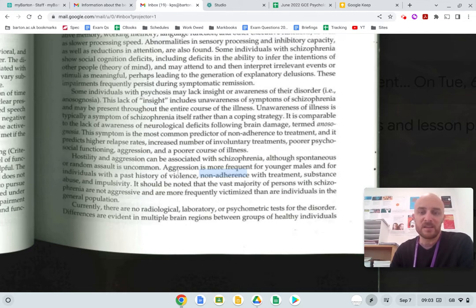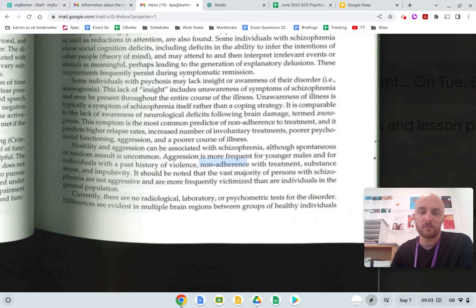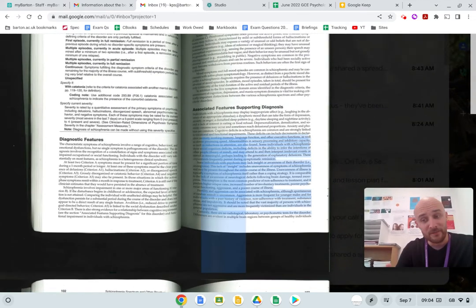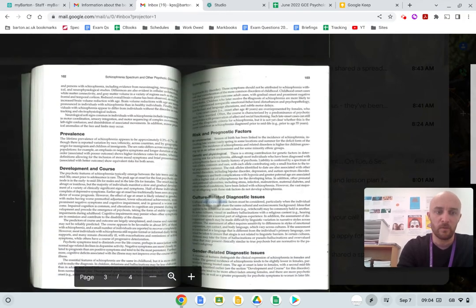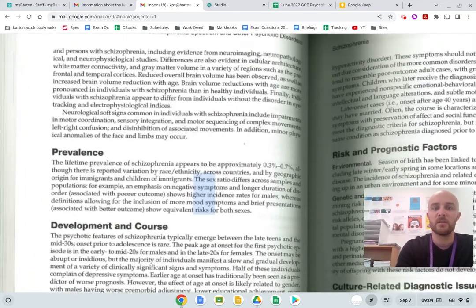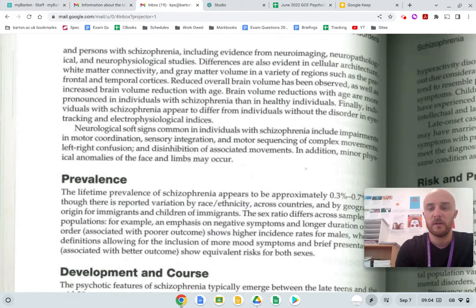Hostility and aggression can be associated, but people with schizophrenia are actually more of a harm to themselves than to other people. Aggression is more frequent with younger males. And this is really important: non-adherence with treatment. If people do not adhere to their treatment, they can get quite aggressive. Why is that important? It's going to be quite useful to paramedics, for example, to know what they're going into. So look, there's a lot more than what I'm actually showing you right now.